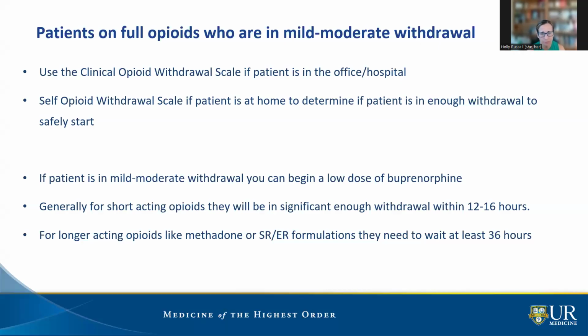If the patient is in mild to moderate withdrawal, you can begin with a low dose of buprenorphine. When you have a predictable opioid, such as a short-acting opioid like oxycodone, usually you only have to wait 12 to 16 hours for this to be significant enough withdrawal. If they're on longer acting opioids like the sustained release or extended release formulations, you'll need to wait at least 36 hours often for them to be in this amount of withdrawal where it's safe to start the buprenorphine.